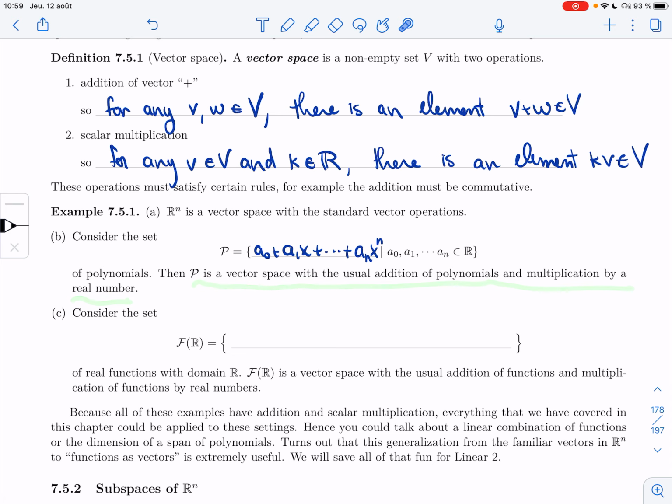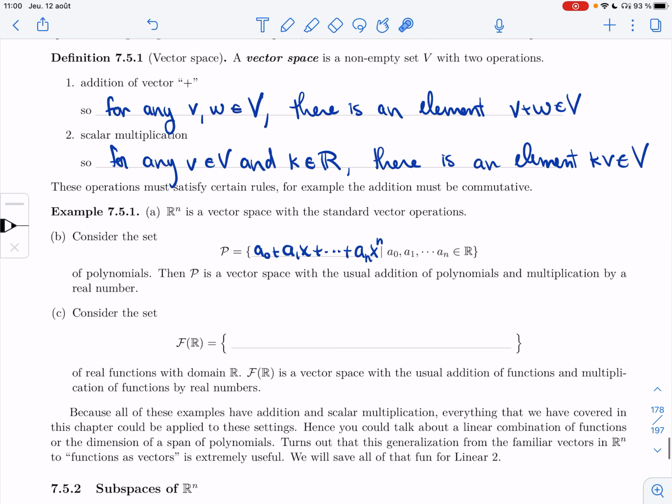So I can take two polynomials and add them. I can multiply a polynomial by 3 and I get another polynomial. So the same structure that we have for Rn, we would have for this set P. And so a lot of the things we've been doing, we could do on P as well.